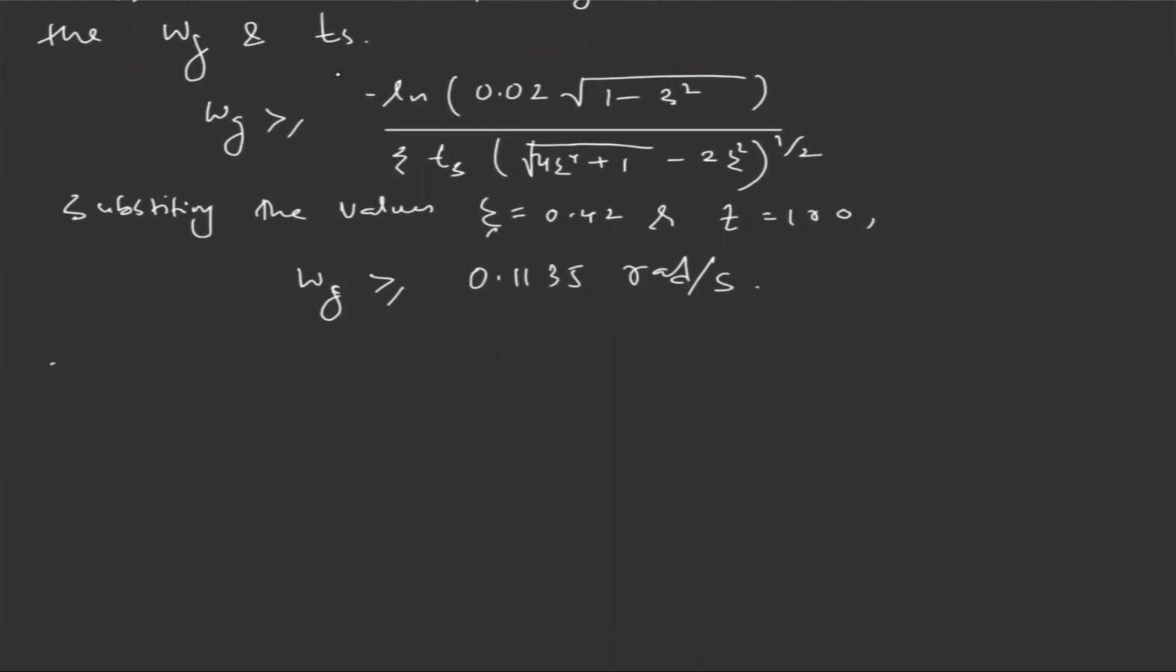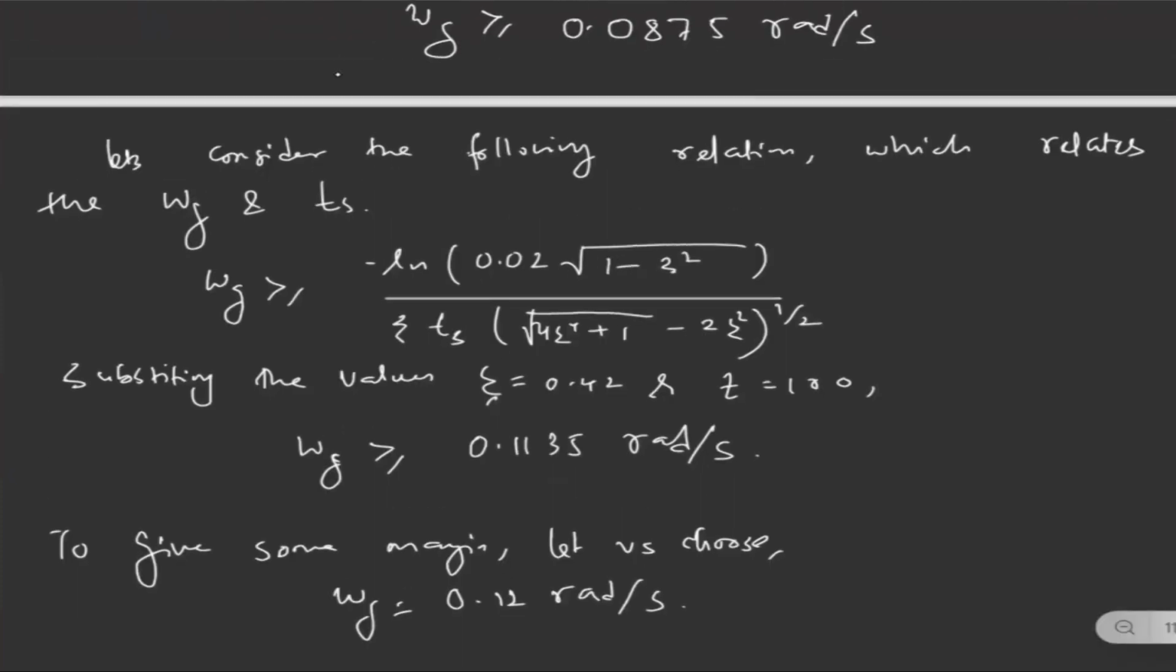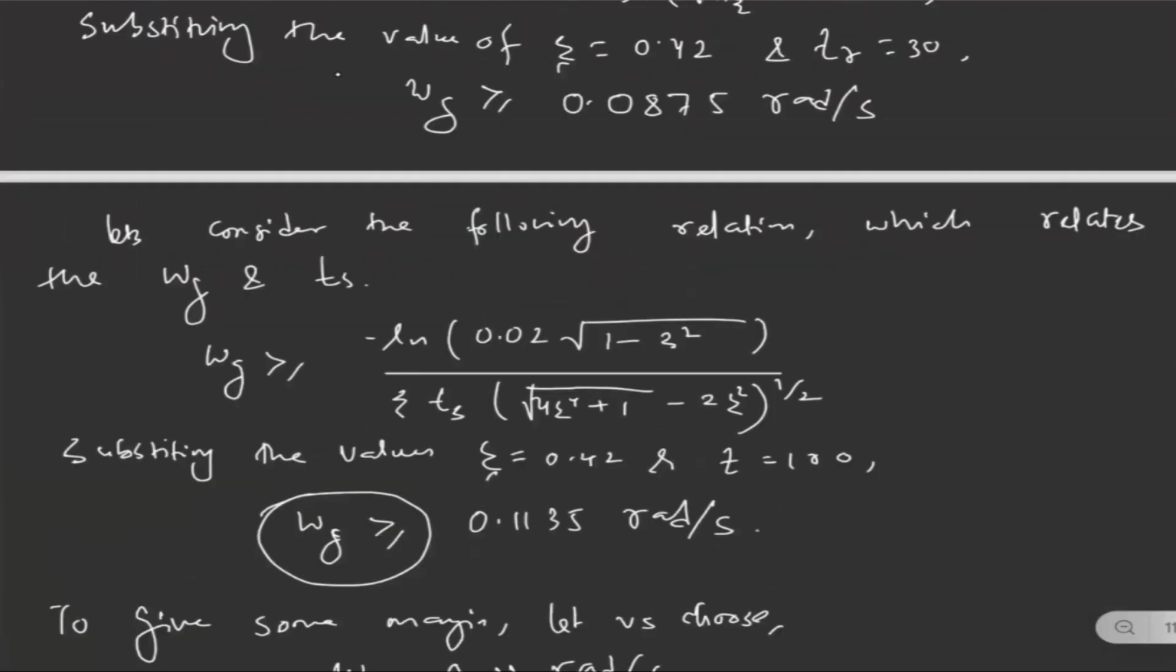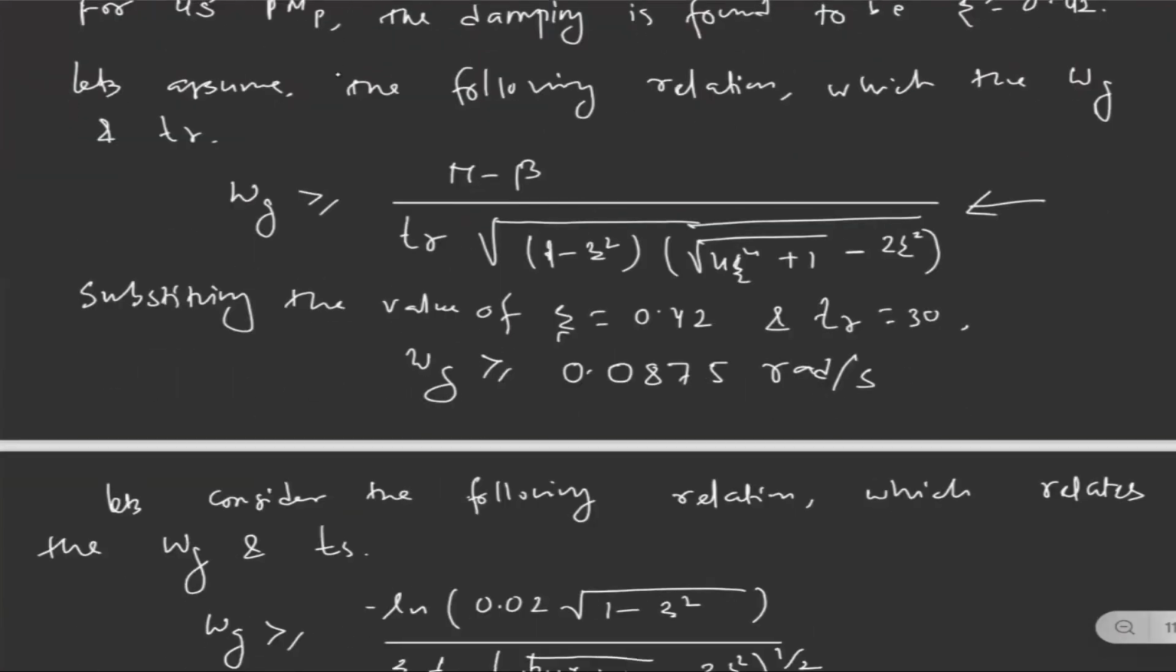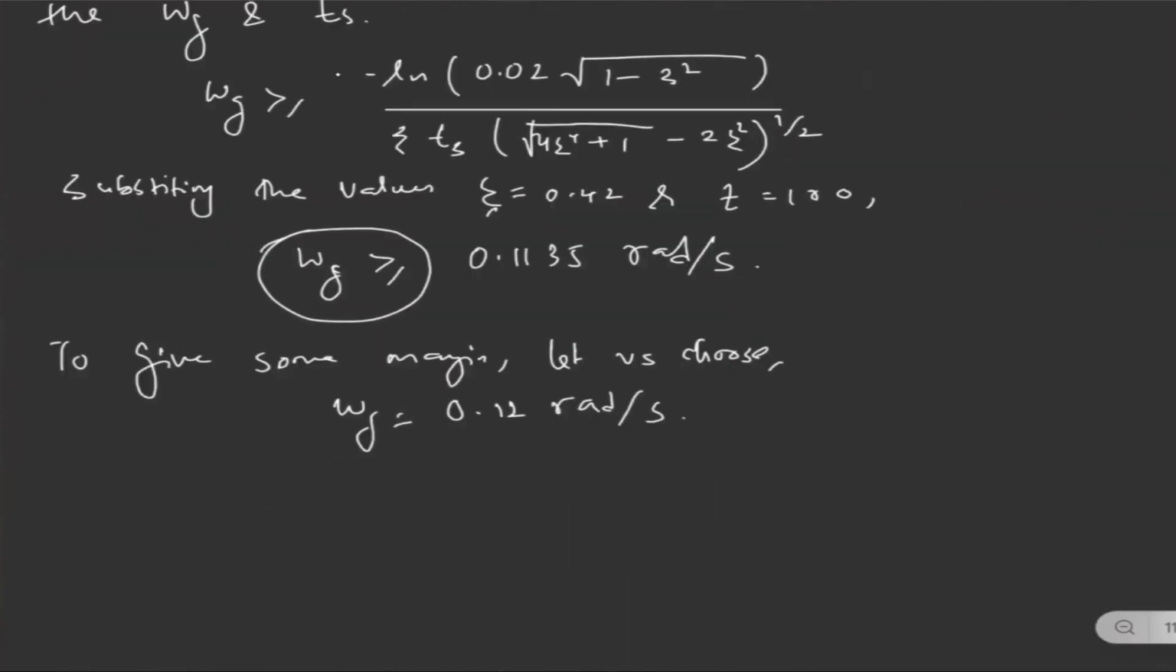So to give some margin, let us choose omega g equal to 0.12 radian per second. Because if you notice, it is greater than both of those values. So from these two conditions, we are choosing this gain crossover frequency.